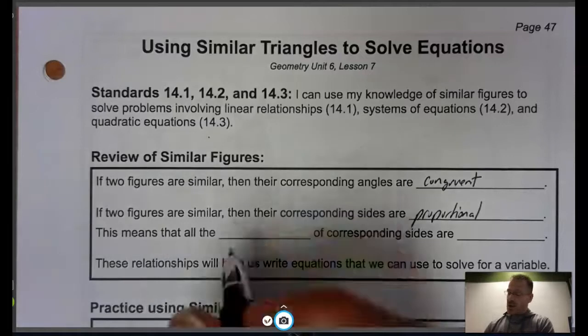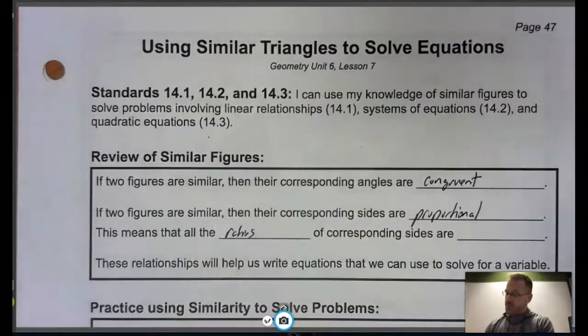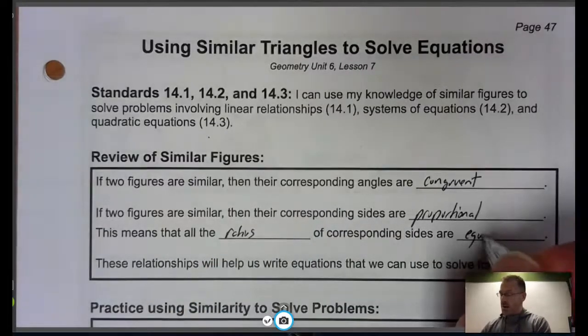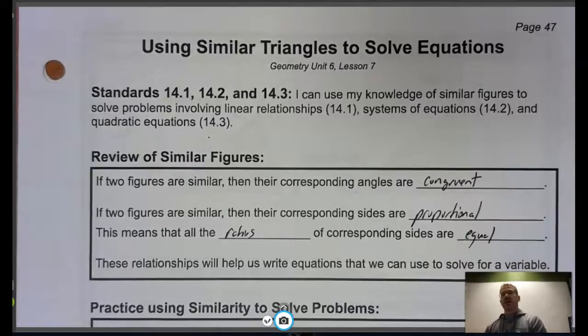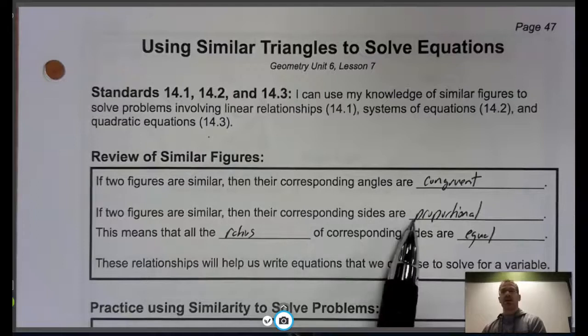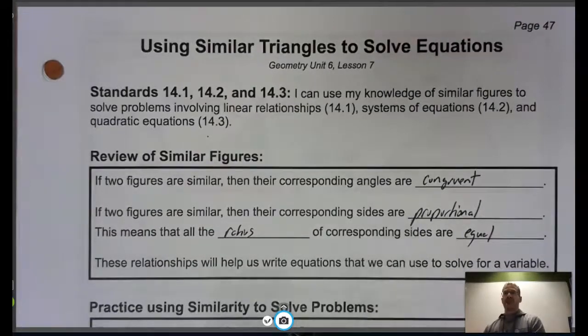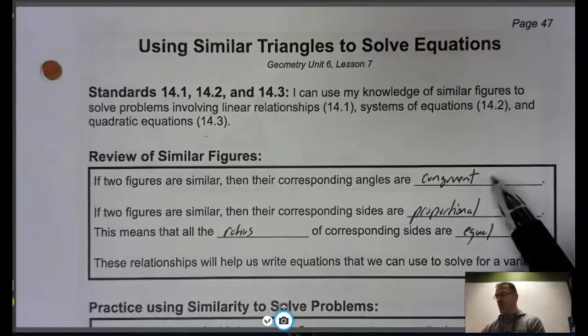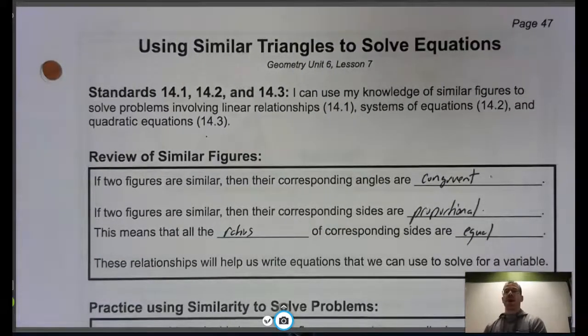This means that the ratios of all corresponding sides are equal. So once again, if we know they're similar, we can say these things are true. And then we have to just know, okay, are we working with angles or are we working with sides? Because the equations and the relationships we set up differ between angles and sides in similar figures.